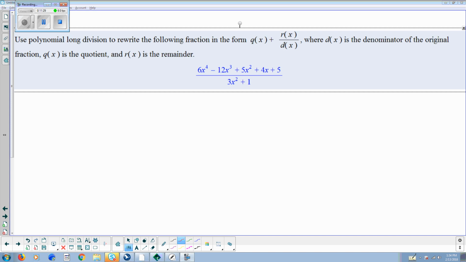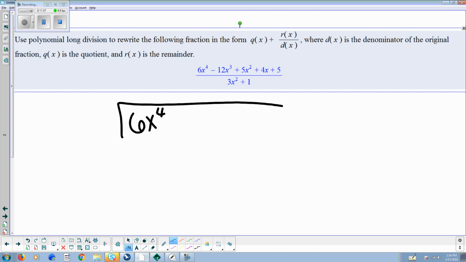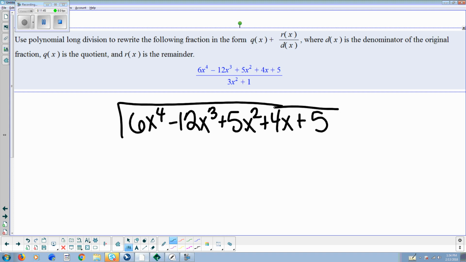Here's another example of long division. It's going to work the same way. So I'm going to begin by writing 6x to the fourth minus 12x to the third plus 5x to the second plus 4x plus my constant of 5. Everything was in descending order and no powers were skipped. As my divisor, I'm going to have 3x squared. I'm going to put a 0 coefficient in front of x plus 1. Now, daddy, mommy, sister, brother, divide.